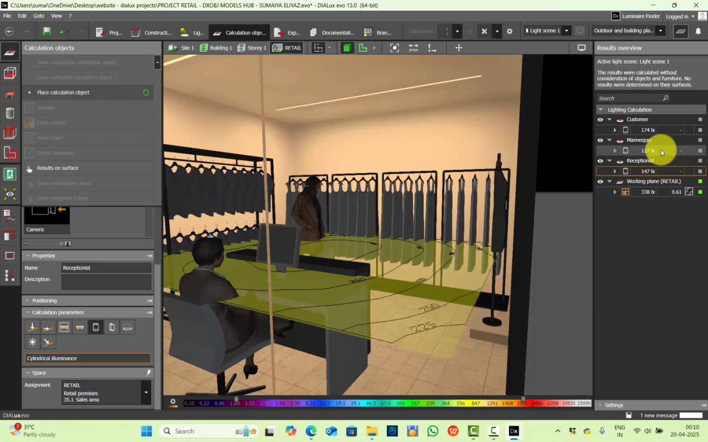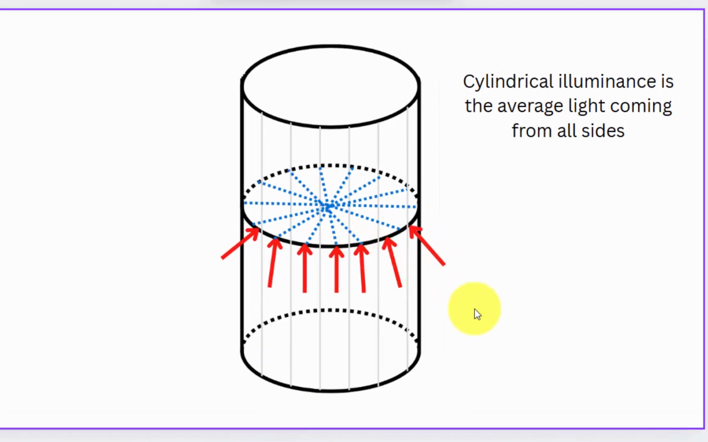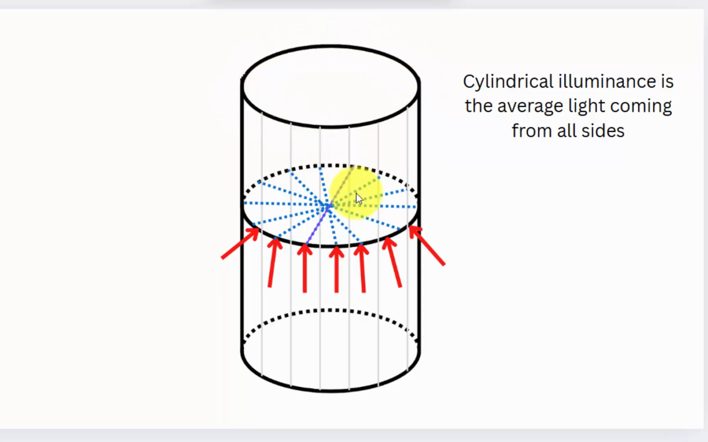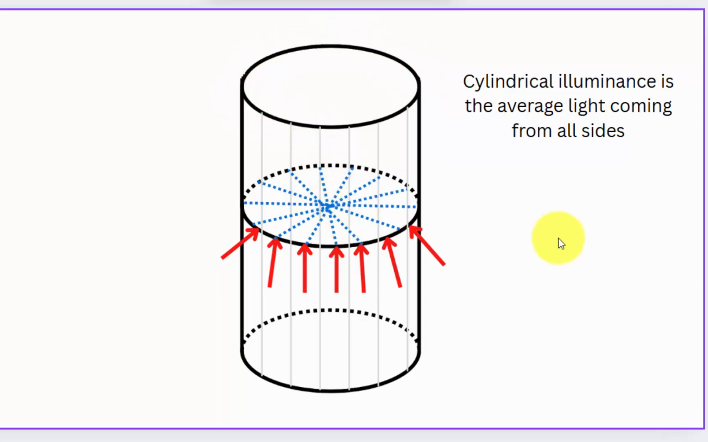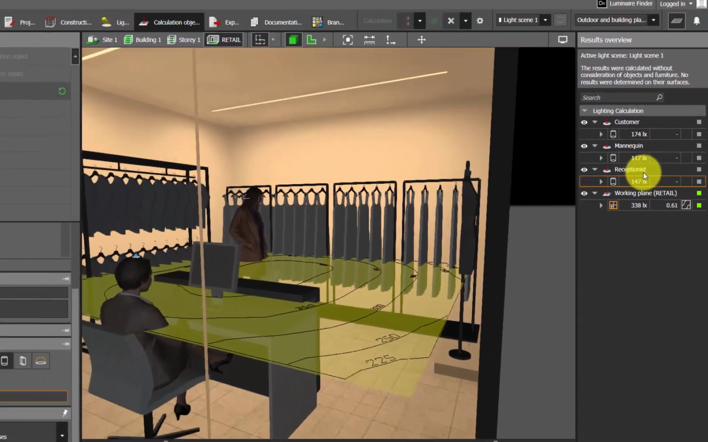I hope you understood how to do cylindrical illuminance calculation in DIALux. DIALux calculates this value. As we discussed, the cylindrical illuminance is the average of all the light coming from all sides. So it will be calculating all the light coming from all the directions. It will take the average and it will show you the value, and that is the value we are getting here. I hope it's clear.